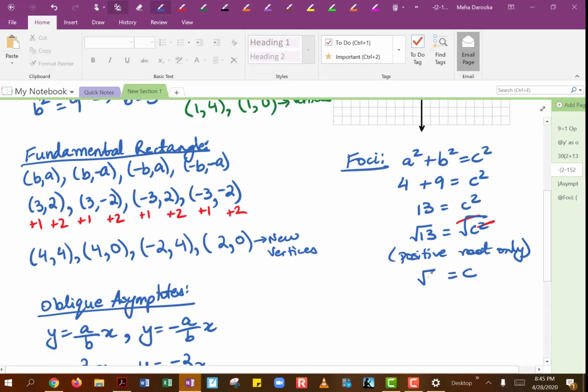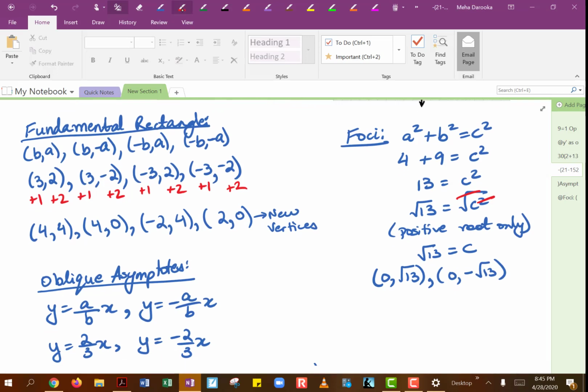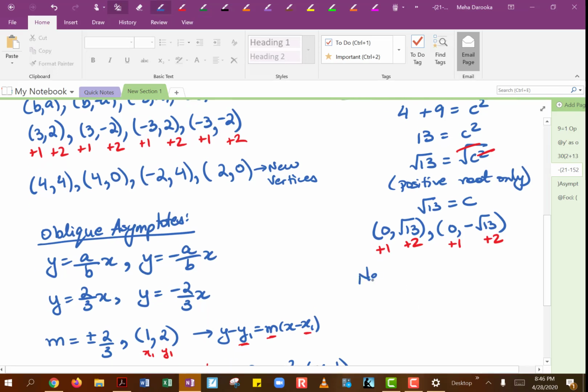Now these are hyperbolas opening up and down, so your ordered pairs would have been 0, square root of 13 and 0, negative square root of 13 for the original. Since our center is moving 1 unit to the right and 2 units up, your new foci would end up being the point 0 plus 1 is 1, 2 plus square root of 13, and then again 0 plus 1 is 1, and 2 minus square root of 13. These would be your ordered pairs for the new foci.